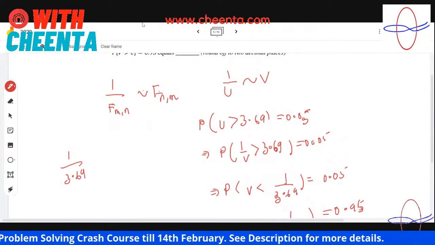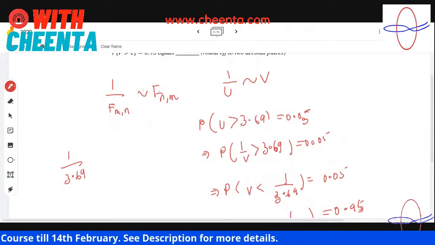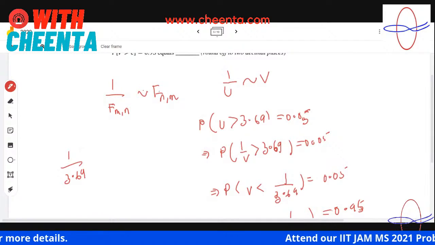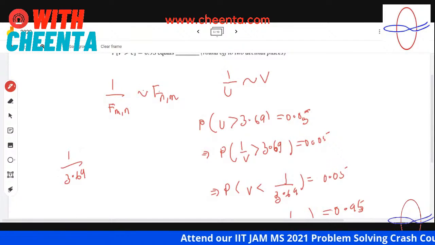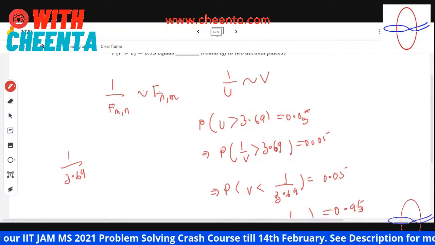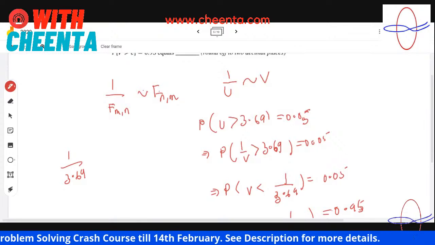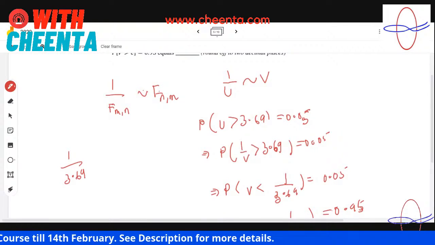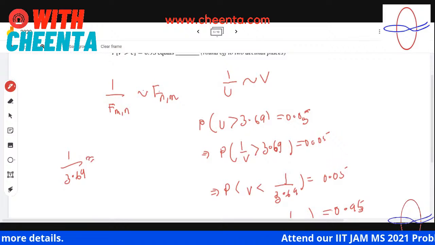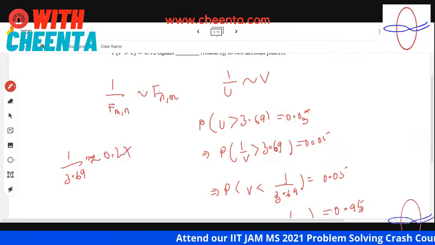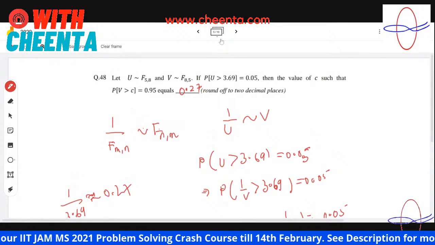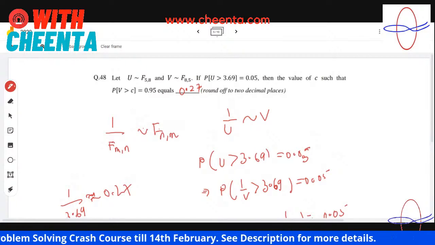Why? Because the F statistic is a ratio of two chi-squares, right? The F statistic is just a ratio of two chi-squares. So chi-square m by m, over chi-square n by n, follows F(m, n). So now if you just do 1 by it, it becomes F(n, m). So it's a really easy problem, right? So 1 by 3.69 will come around 0.27. Just see, everything is just turning out to be knowledge about probability distributions, guys. Just easy probability distributions.